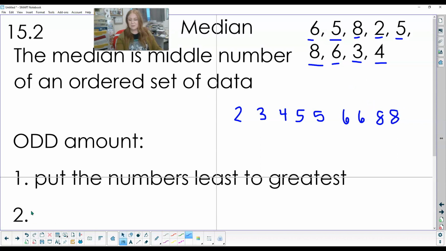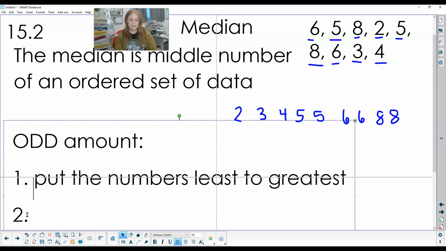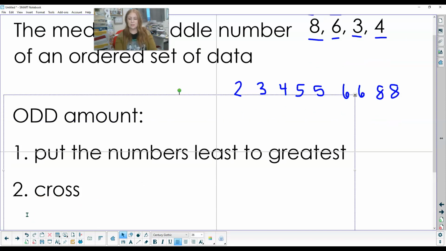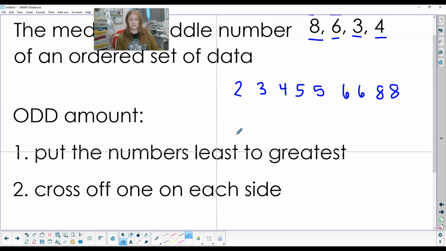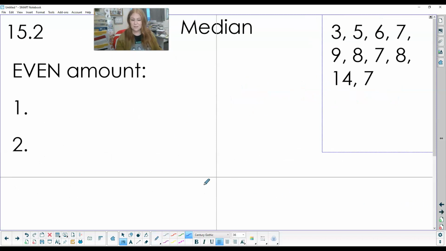The second thing I'm going to do is cross off 1 on each side until we find the middle. So this 2 crosses out the 8. The 3 crosses out the 8. Do this with me: 4 and 6, 5 and 6. I'm left with the 5. When you have an odd number, you should always just have 1 left. So let's try an even set here. Let's put these in order.